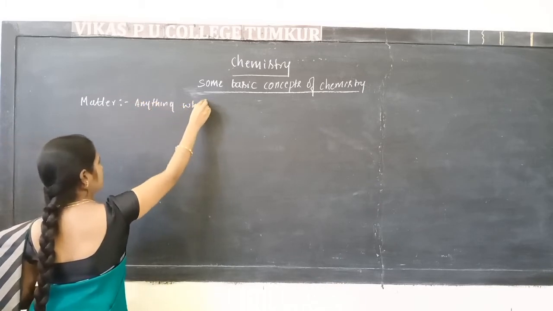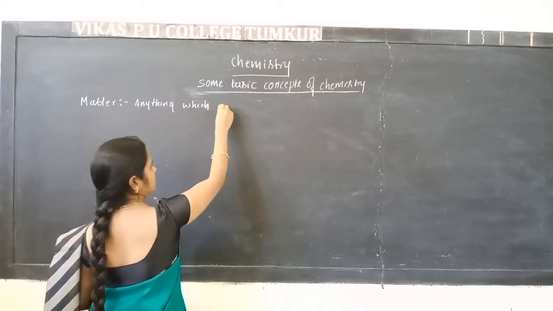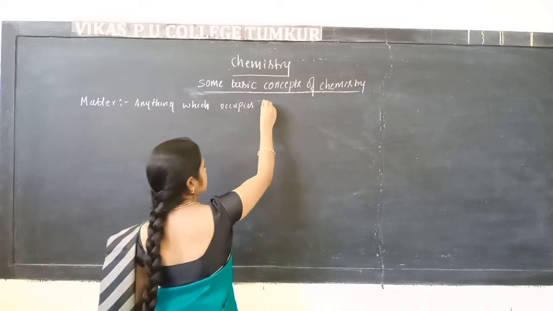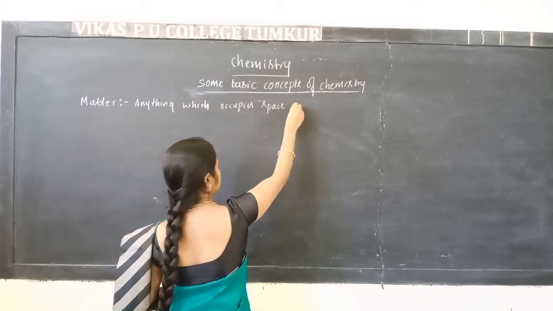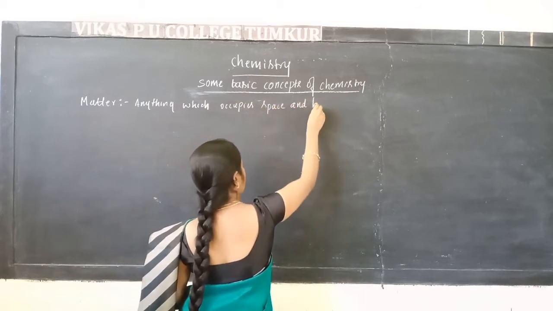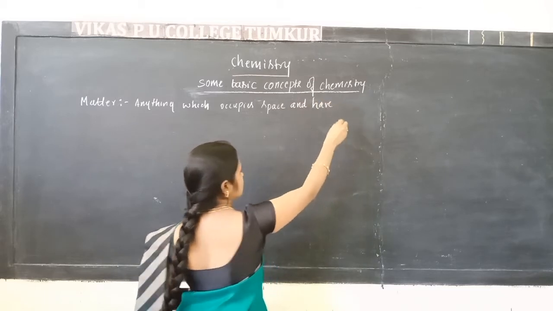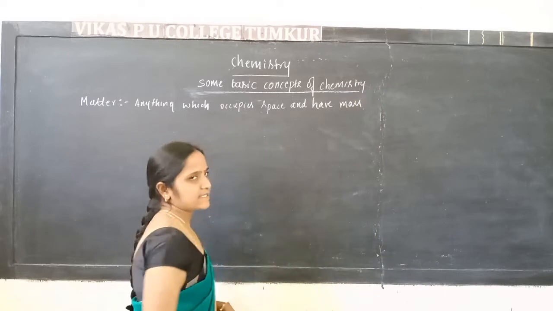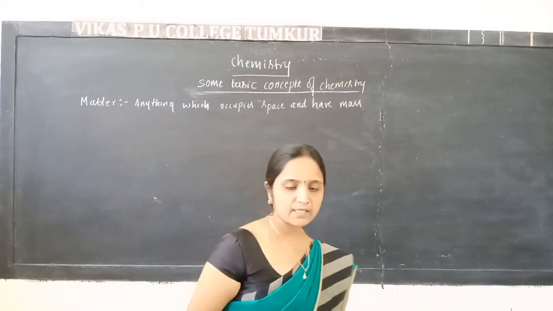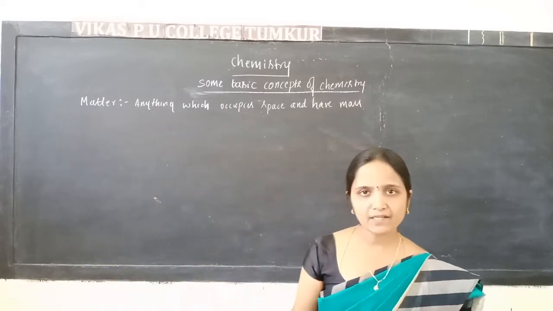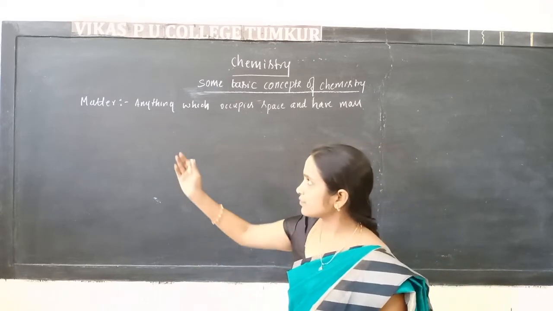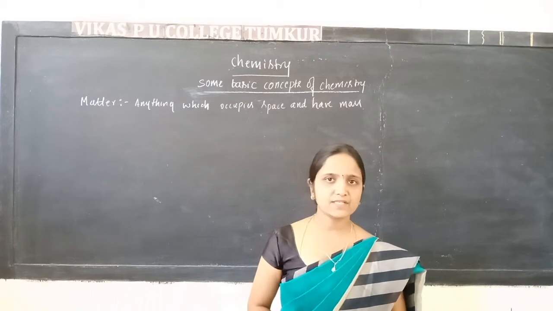which occupies space and has mass is called a matter. We know that matter exists in 3 physical states. The matter is going to exist in 3 physical states.